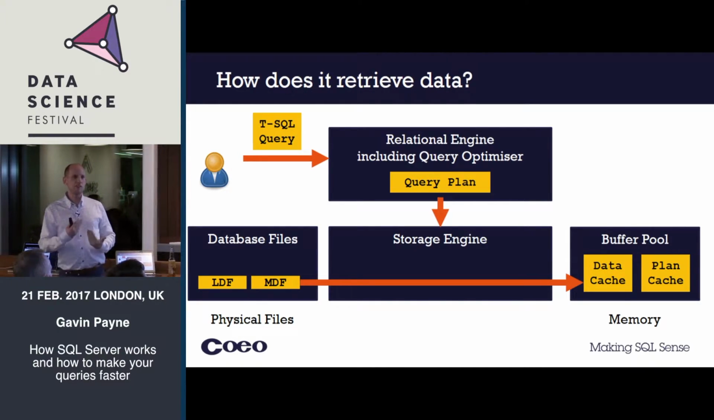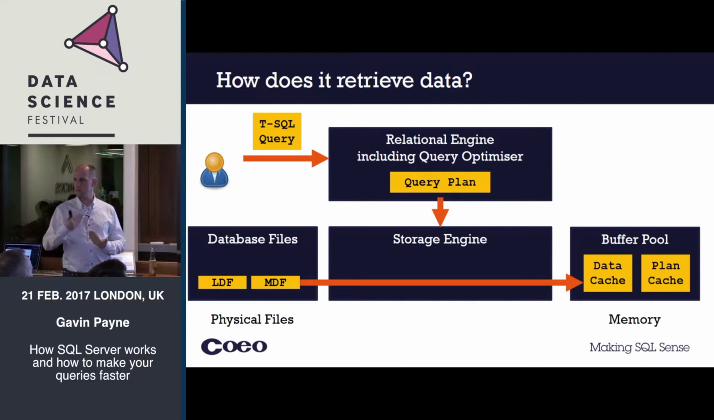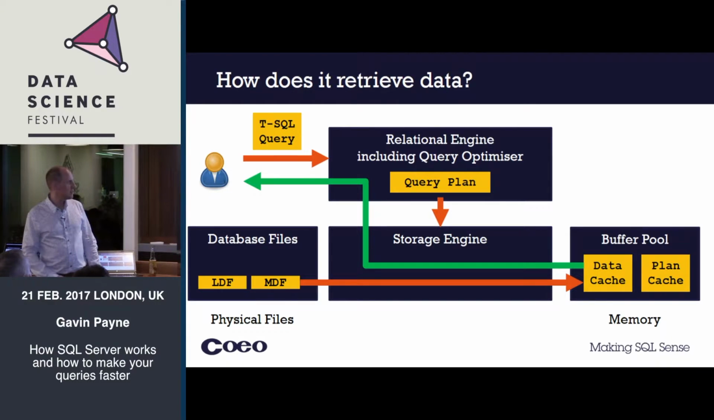So the first thing that we see about SQL Server's behavior when we start to think about how it works, how it might run slowly, how we can tune it, is that SQL Server always copies data from disk into memory and then does something with it. So once that data is moved to the data cache, it then gets passed back up to the end user.